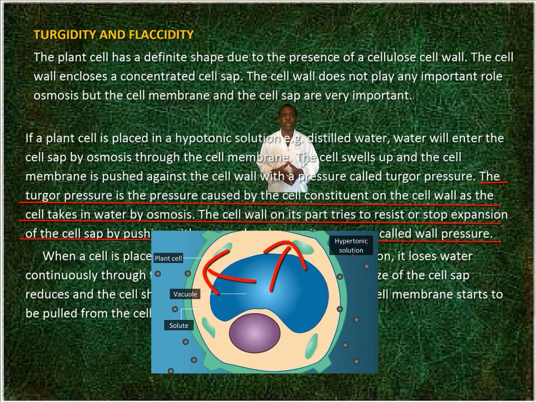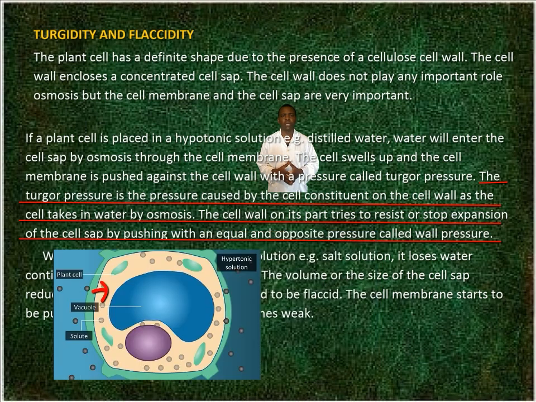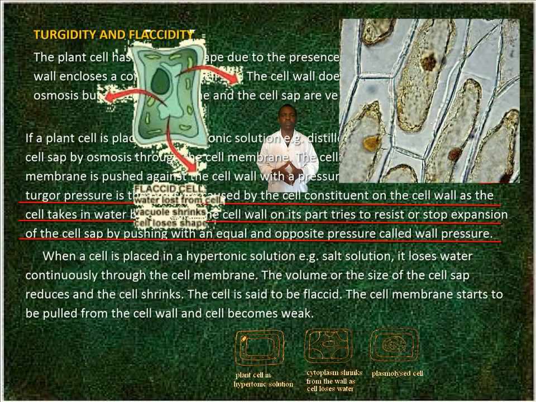The turgor pressure is the pressure caused by the cell constituents on the cell wall as the cell takes in water by osmosis. The cell wall on its part tries to resist or stop expansion of the cell sap by pushing with an equal and opposite pressure called wall pressure.